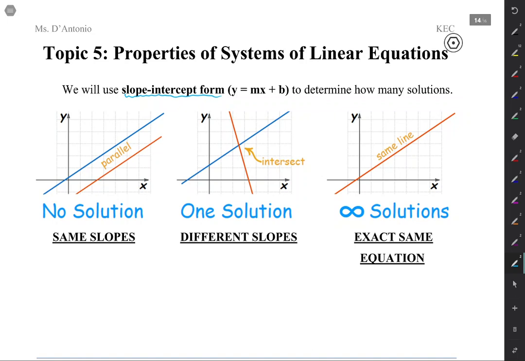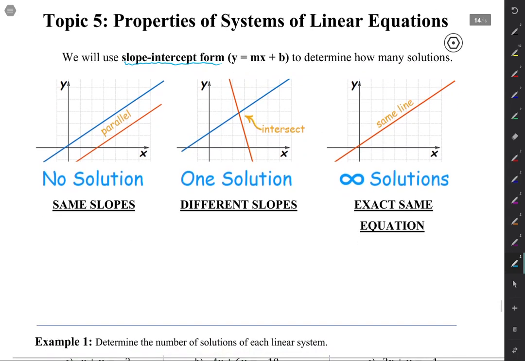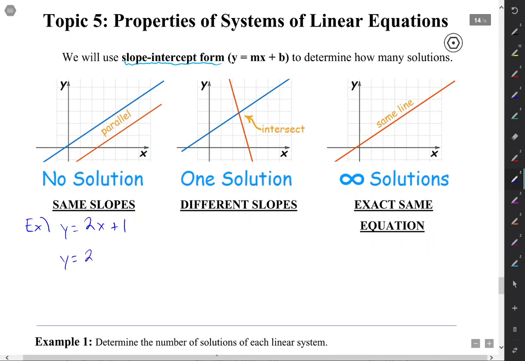And in order for them to be parallel to each other, they need to have the same slope. So an example of that would be if y is equal to 2x plus 1 and if y is equal to 2x minus 4. So here they have the same slope, as you can see there, their m value is the same, but they have different y-intercepts. So they're going to be running parallel to each other and they will never ever meet. So these two lines will have no solution.